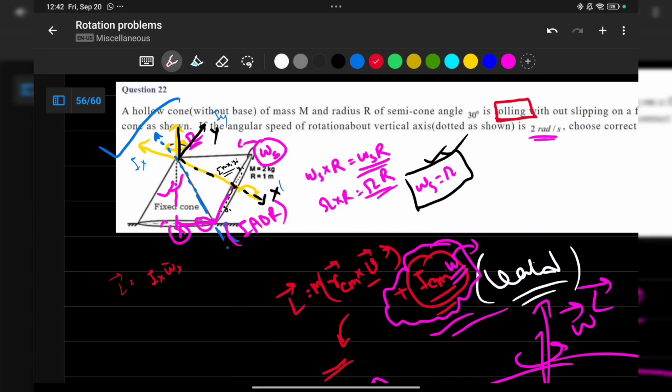Now what will be omega x? If this is omega and this is omega, right? Then I need to find out about this too. This is 30 degrees, so it is also 30 degrees. So this will be just omega into cos 30 degrees. This will have omega by 2, and this will have omega plus omega root 3 by 2. These are the concepts here.